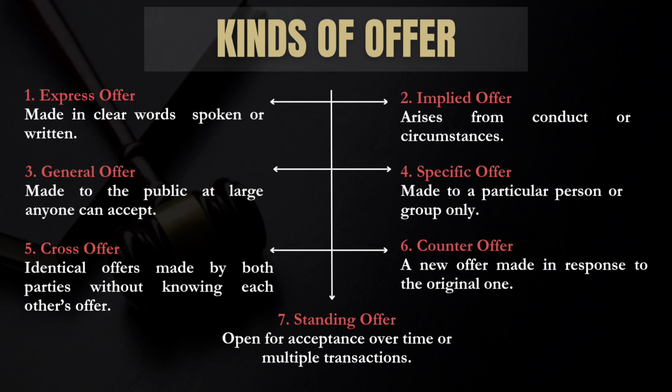Next is kinds of offer. There are 7 kinds of offer. First, express offer, made in clear words spoken or written. Second, implied offer, arises from conduct or circumstances. Third, general offer, made to public at large, anyone can accept. Fourth, specific offer, made to a particular person or group only.